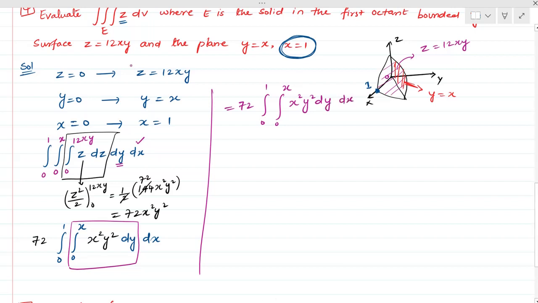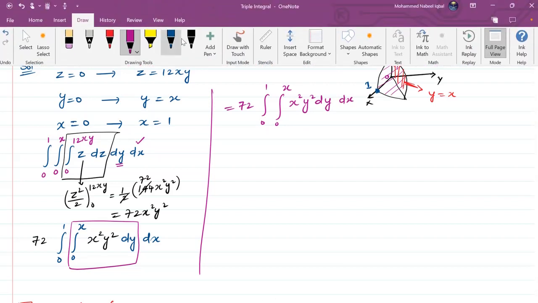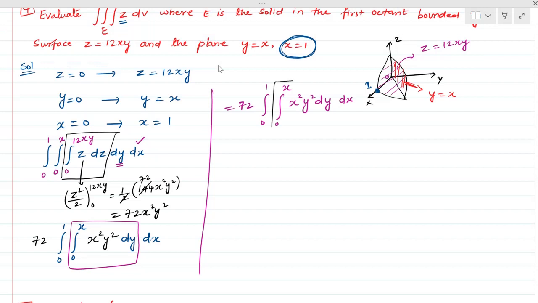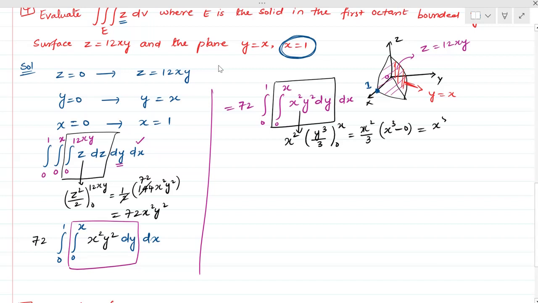Now I have to integrate the innermost integral. What is the innermost integral? With respect to y. With respect to y, x square is a constant, y power 3 over 3. The limit 0 to x. When you apply the limit, x power 3 minus 0 over 3, so the answer will be x power 5 over 3. So this 3 I will take outside the integral, 72 already is there over 3.